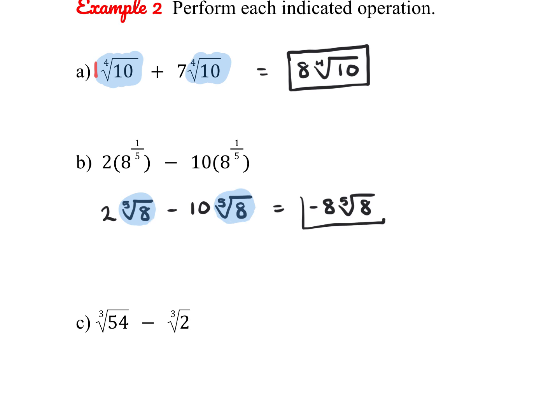So you can leave your answer like this, or maybe we can rewrite it. So we have negative 8 times 8 to the power of 1/5. You can also rewrite it back as a rational exponent. So either way is fine unless there's specific directions on how to write your final answer.